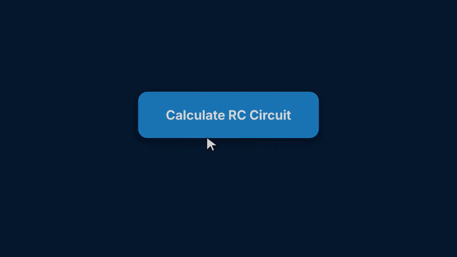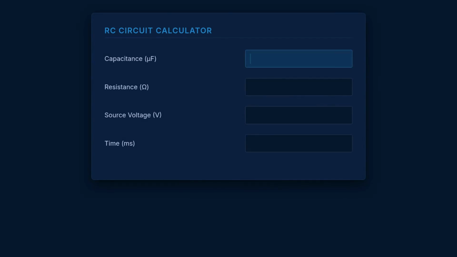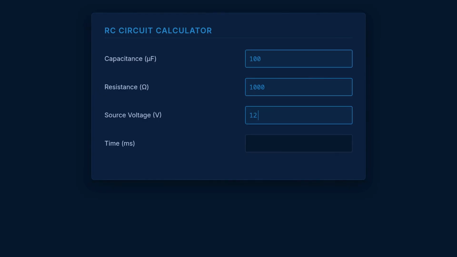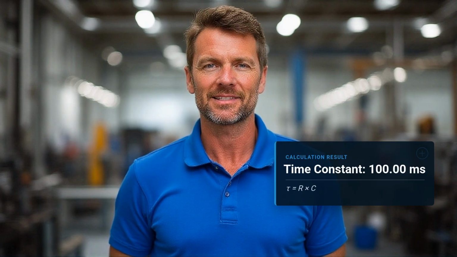Here's a worked example. I'll enter 100 microfarads for capacitance, 1000 ohms for resistance, 12 volts for source voltage, and 100 milliseconds for time. After clicking Calculate, we get 3 results. The time constant is 100.0 milliseconds, which tells us how fast the capacitor charges.